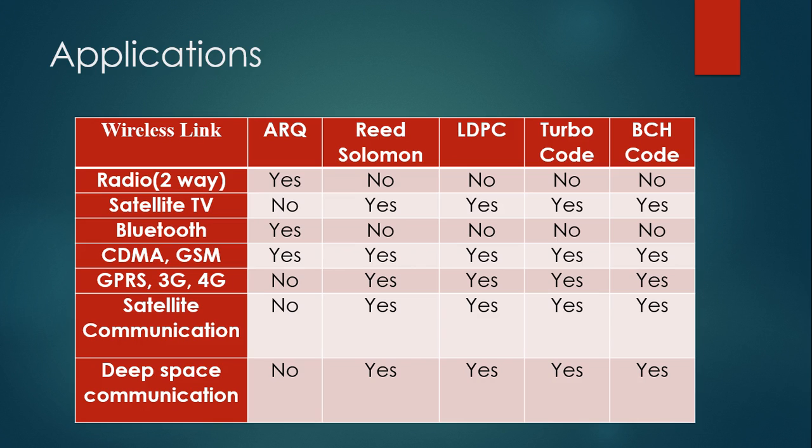For CDMA and GSM, all of them are used. For 3G, 4G, and GPRS, ARQ is not used, and similarly for satellite and deep space, ARQ is not used. So Reed-Solomon, LDPC, turbo, and BCH codes are used in satellite communication and deep space communication.